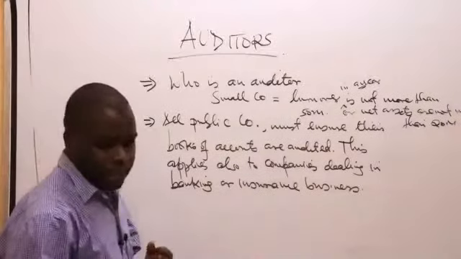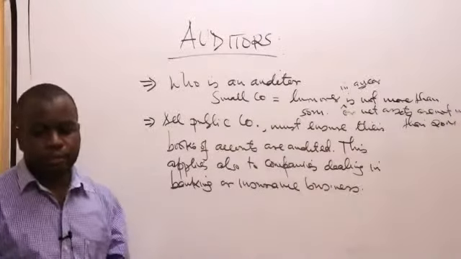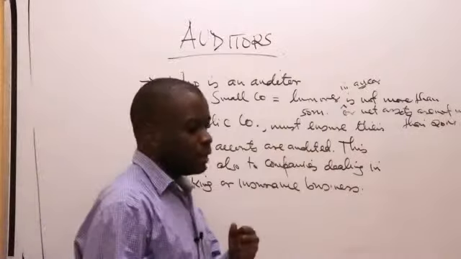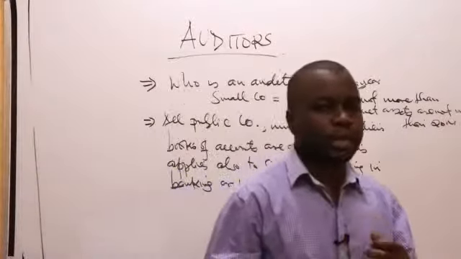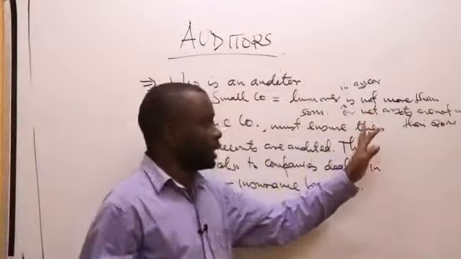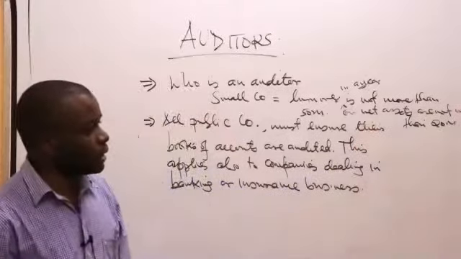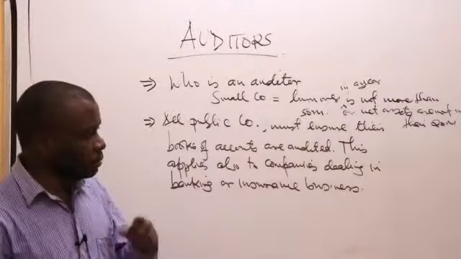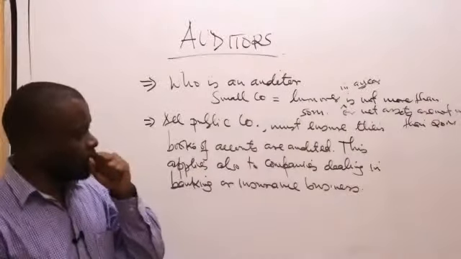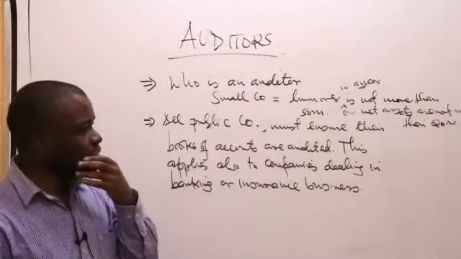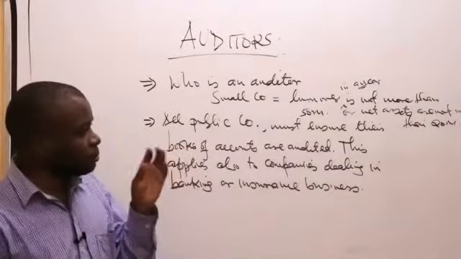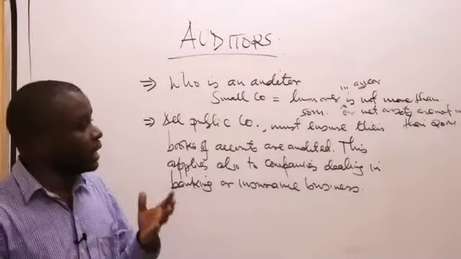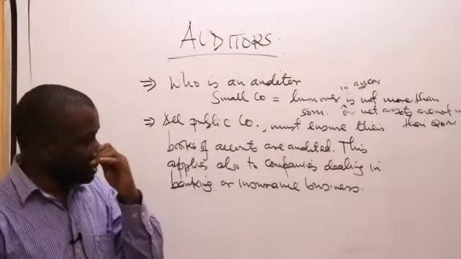So if its turnover is not more than 50 million shillings in a year, basically turnover means your sales do not exceed 50 million, or your net assets are not more than 20 million, then in such a case you will be categorized as a small company. So for small companies, which are private companies, it's not a must for their books of accounts to be audited.